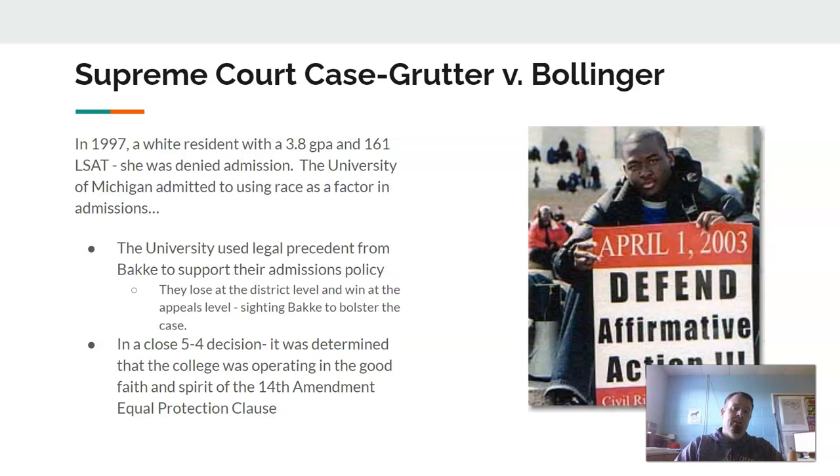So in another very close decision, 5-4, it was actually determined that the college was operating in good faith and in the spirit of the 14th Amendment's Equal Protection Clause. So another very close decision. So you see at least a couple of decisions that I've shown you are very close, which lends to the reasons why this tends to be controversial, is that because you have a lot of people on either side of the fence supporting or not supporting affirmative action, which is evident by the close decisions that we've had in the past, at least with these two examples of Supreme Court cases I'm showing you.